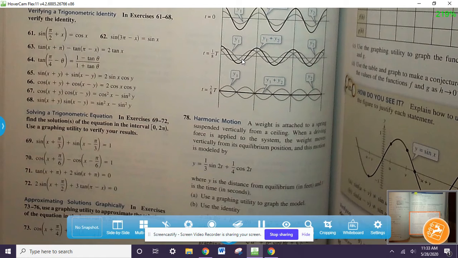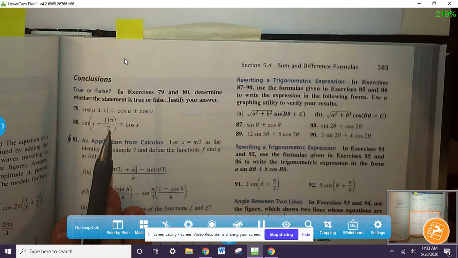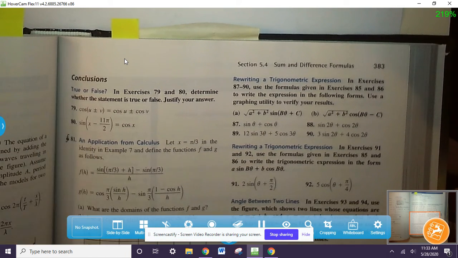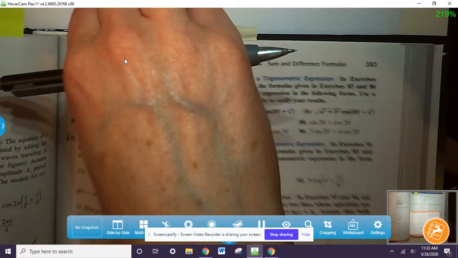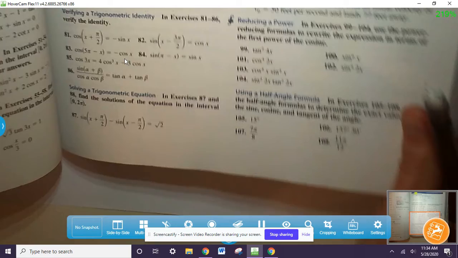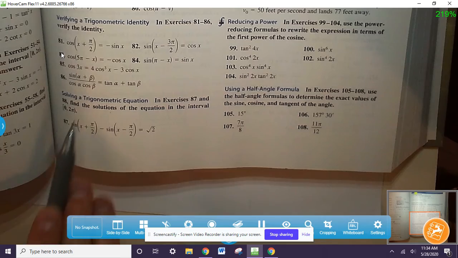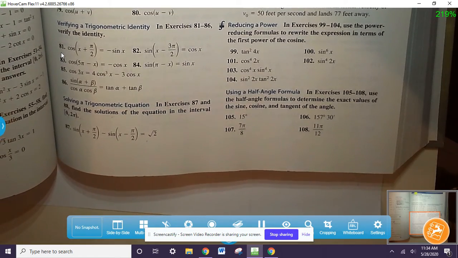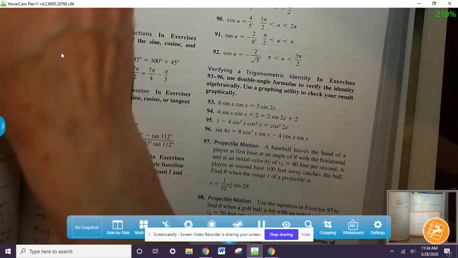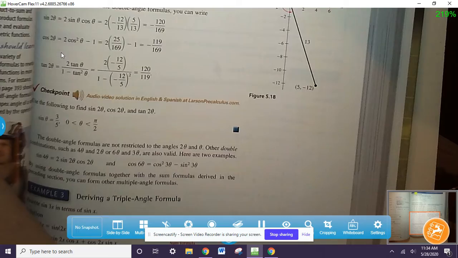And number 79 is next. The instructions are up above. Here's 79. And then on page 397, we have number 87. So the instructions down here are to solve. So we're finding the solutions from 0 to 2 pi for this equation. And then there's one more that is listed as a challenge for after you're finished everything else today if you wanted to try it. And that's on page 382, number 67.